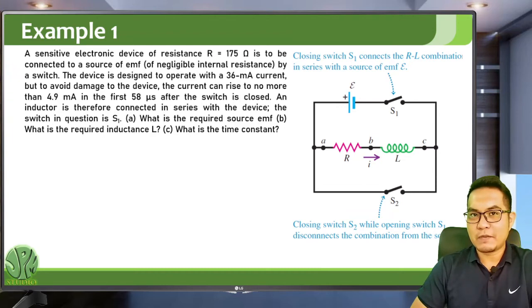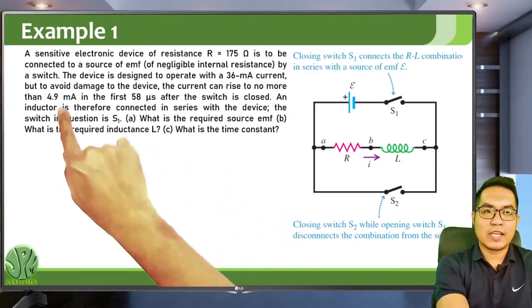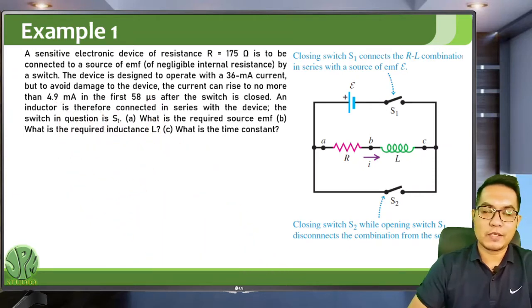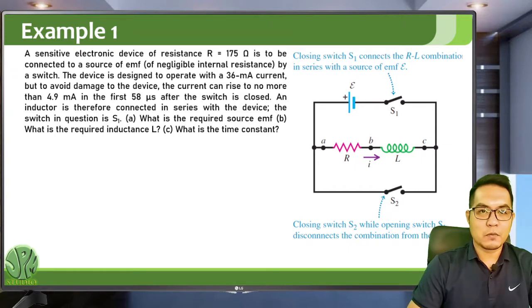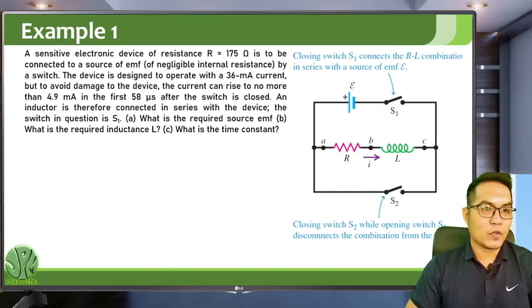As you can see from the problem, the purpose of the inductor is to regulate the current. The inductor is connected so that the current will not rise to more than 4.9 milliamperes in the first 58 microseconds. So the first question is, what is the required source EMF? Then what is the required inductance? And what is the time constant?